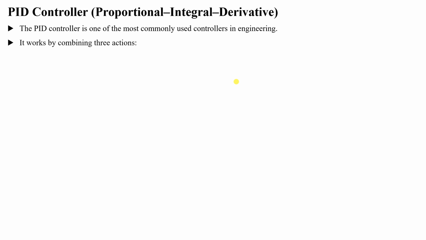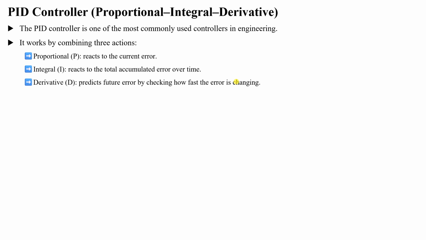So we'll start with the PID controller, which is a proportional, integral, and derivative. The PID controller in industry is one of the most commonly used controllers. Now, it works by combining three actions: the proportional, integral, and derivative. So we have these components. Proportional reacts to the current error, integral reacts to the accumulated error, and derivative predicts the future.